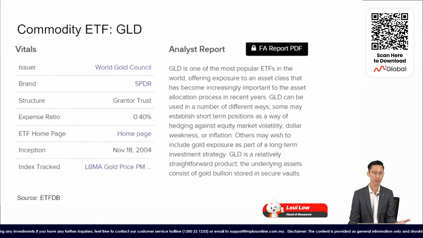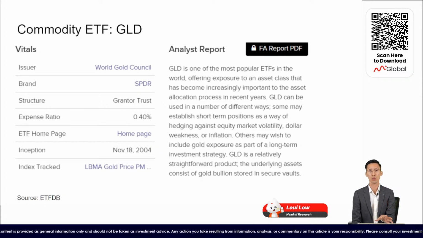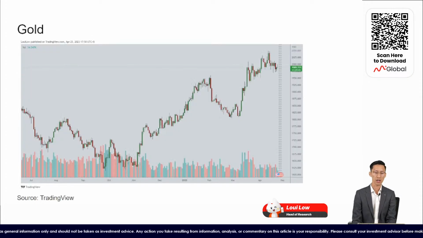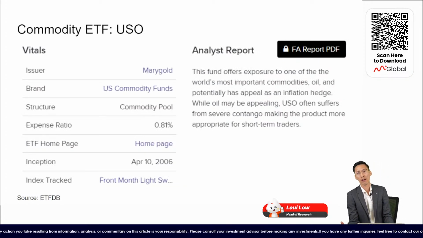So one of them will definitely be gold, GLD, which tracks the London Bullion Market Association gold price, and this has a 0.4% expense ratio. So you can see that the expense ratio is slightly higher. Perhaps they have higher fund management costs, and therefore you need to monitor this in order to decide whether you want to buy into this ETF. And again, if you think that gold prices can go higher, perhaps you can get some exposure using this gold ETF. Also very relatable to us, we have the crude oil price.